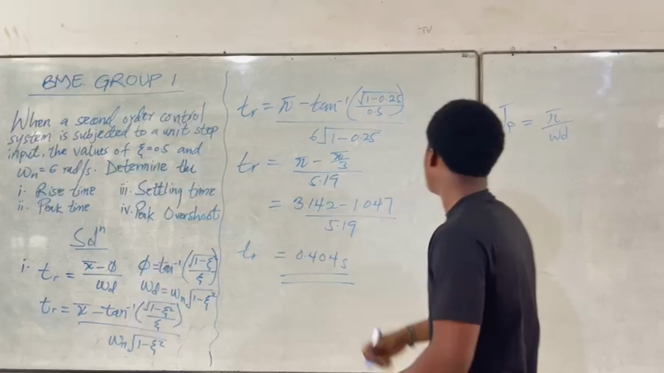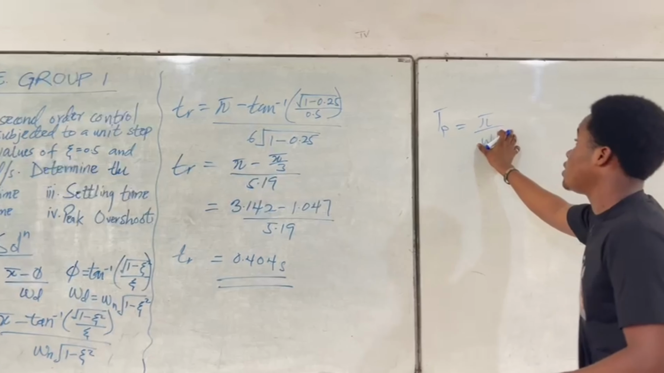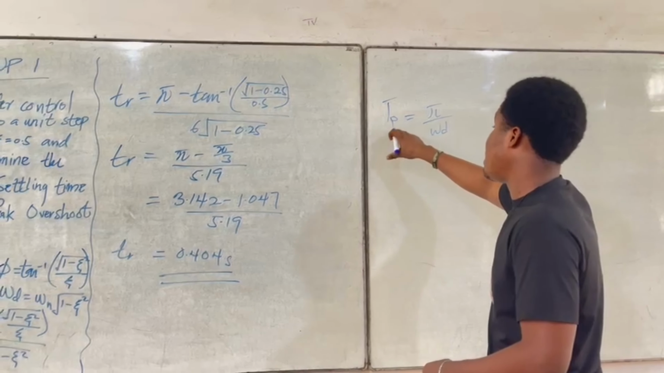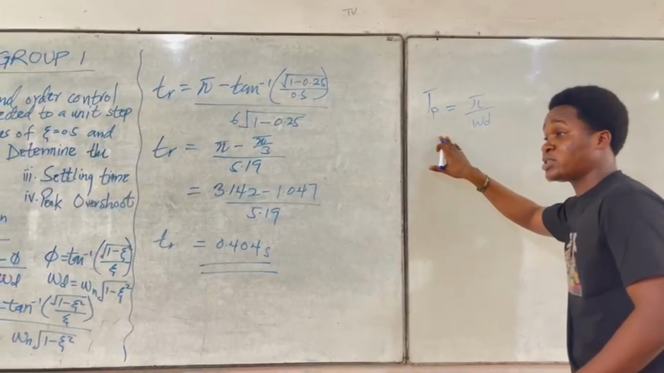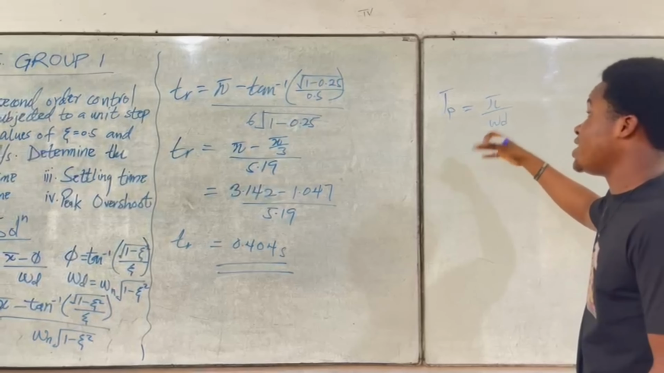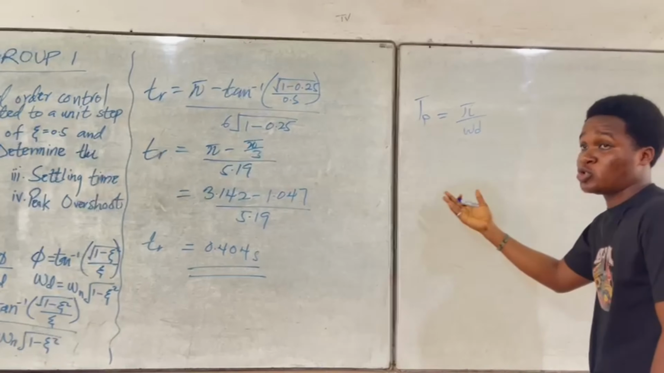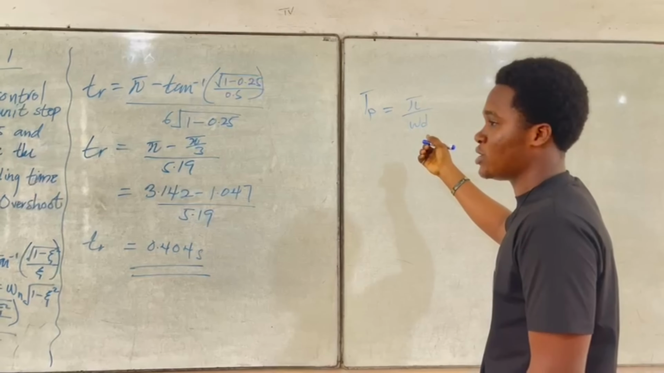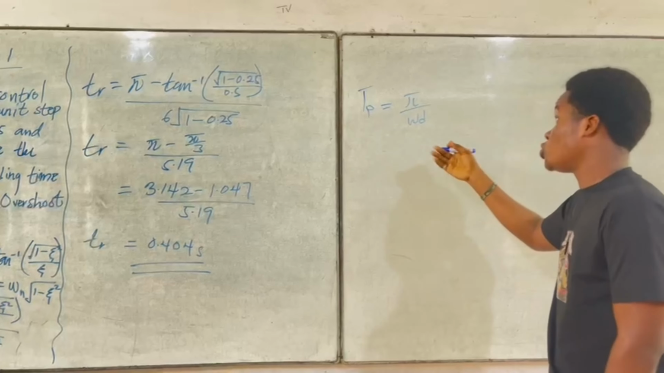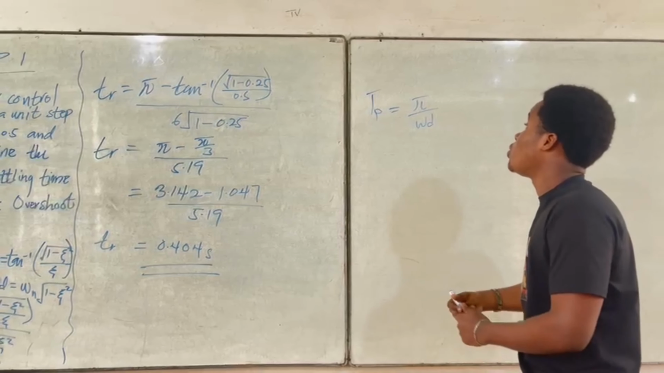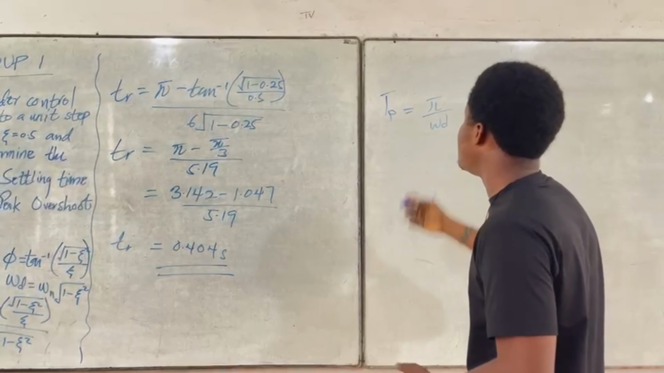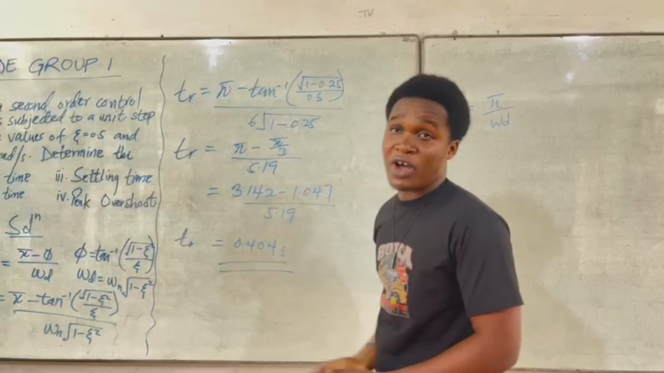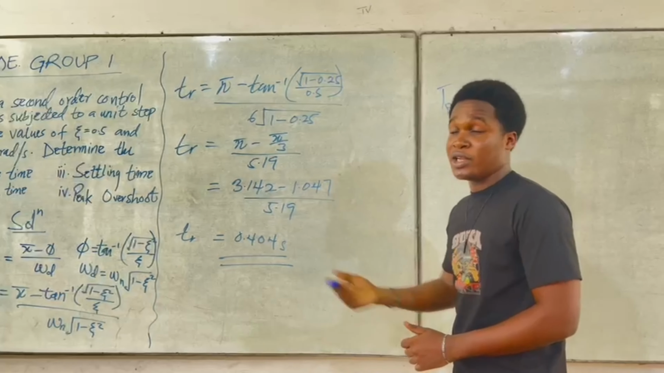When we get WD, the damped frequency, we place it here and solve. If the answer you get for TP is large, that means the system's response will be slower. But when the TP answer is small, the system response will be faster. So that's basically everything about TP. TP is just the maximum value the system reaches when an input signal is applied to it.